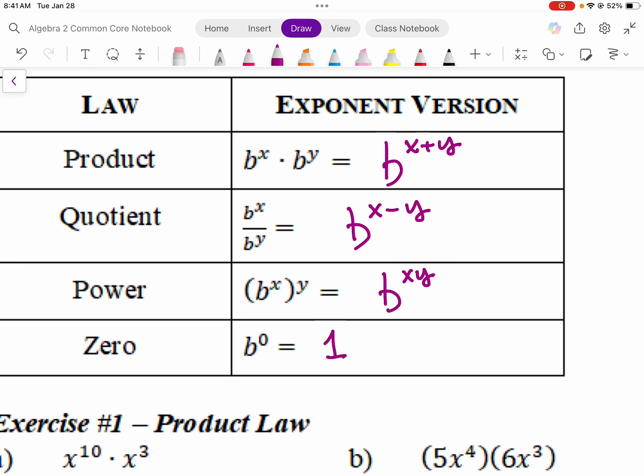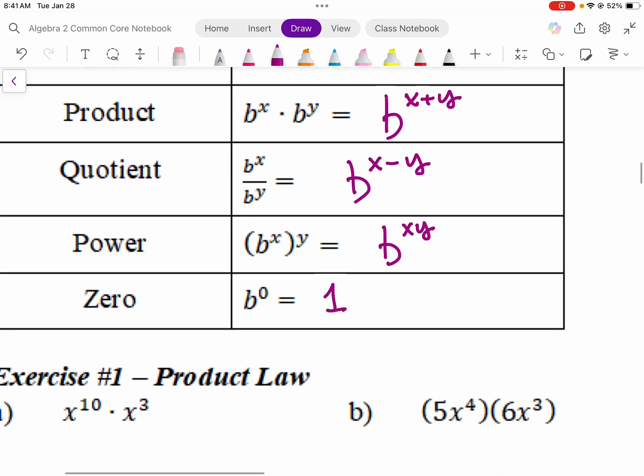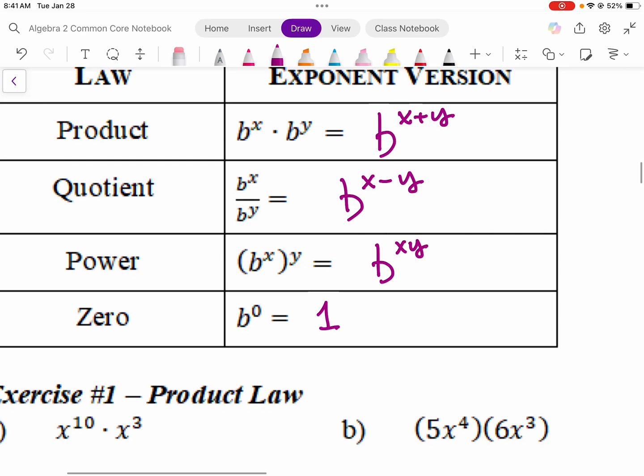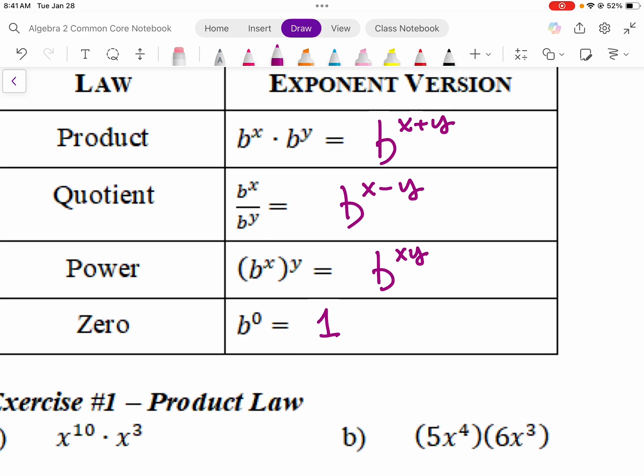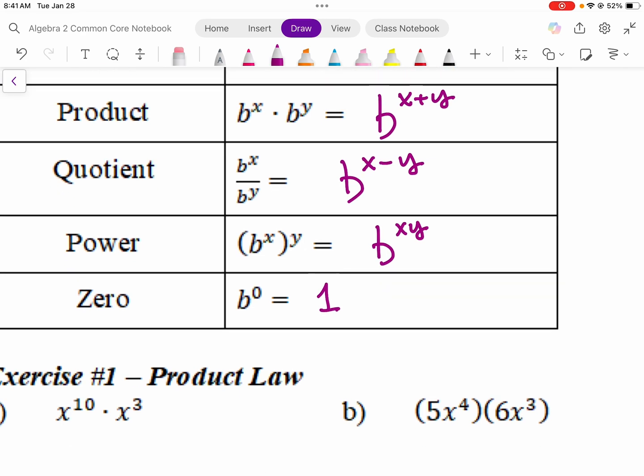We're just practicing these exponent rules, because tomorrow, well, Monday, we're going to do fractional exponents. So we have to know these rules really well so that we can use them with fractions.